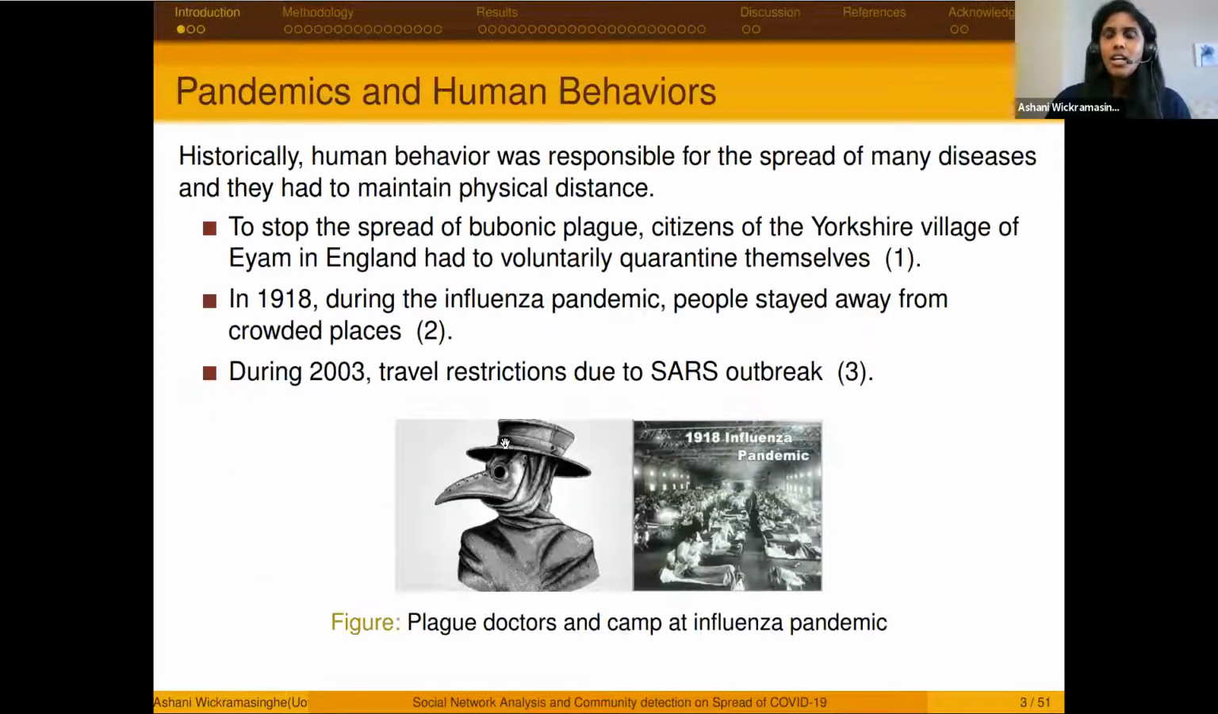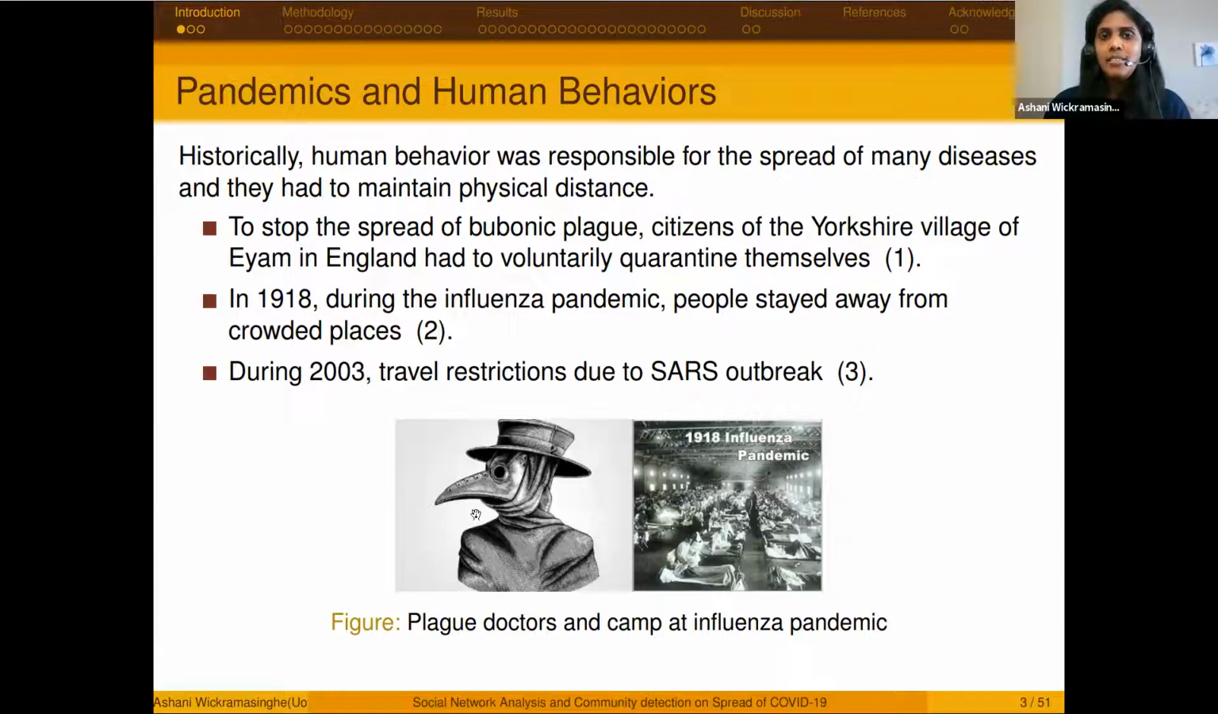So first of all, let's go back to the past and review the pandemics where people had to maintain social distance. In the mid-1300s, bubonic plague disease was identified in England, and it spread around Europe and Asia. It was called the Black Death. To stop this spread, people had to quarantine themselves. Here in this picture, you will see the plague doctor, and they had to wear a mask to protect themselves from the disease while treating the patients. Inside this beak-shaped part, they stored herbs.